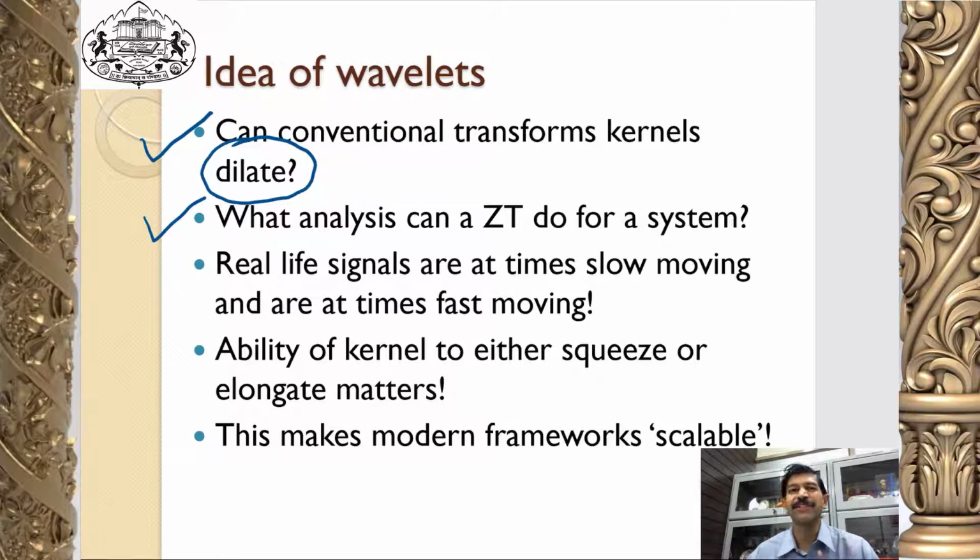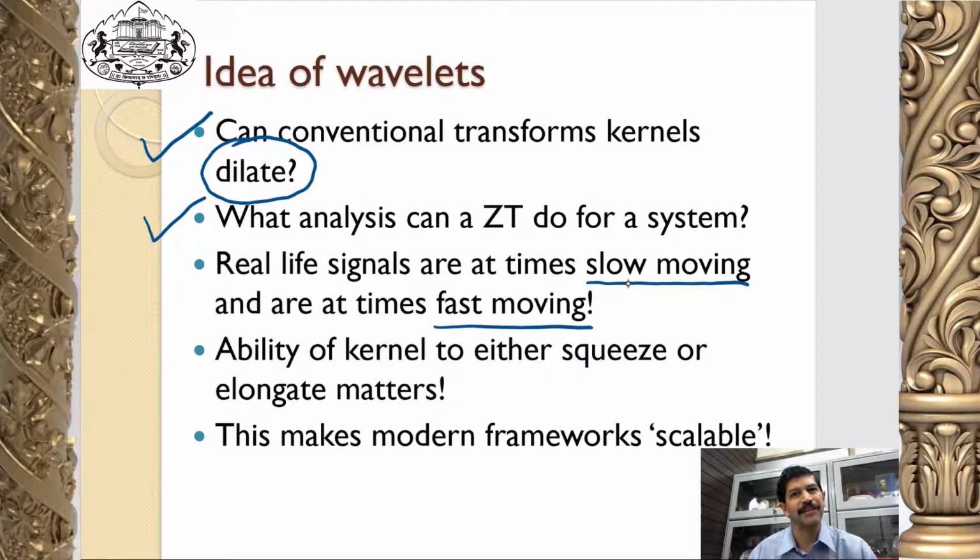However, the main question still remains, and that is, can my Z kernel dilate? And the answer to this question is no. In spite of all these conventional kernels being very powerful, they lack this ability to dilate. And most real life signals are sometimes slow moving and sometimes fast moving. And that's why this ability of a kernel to dilate is extremely important, and we are going to touch upon that today.